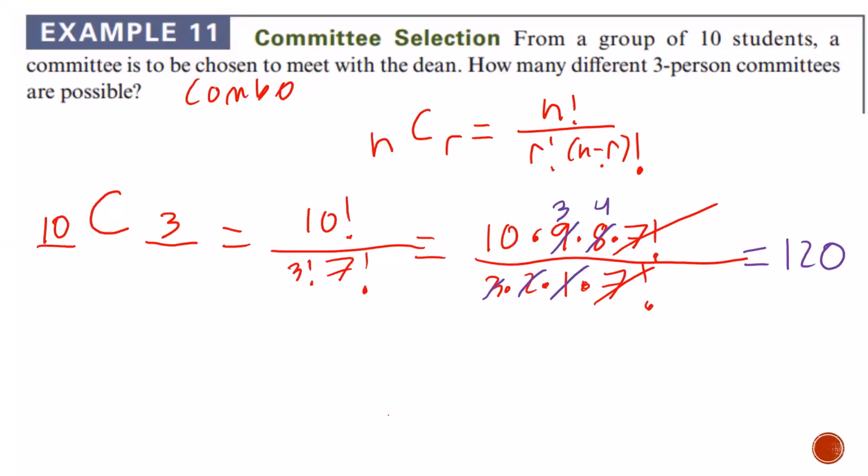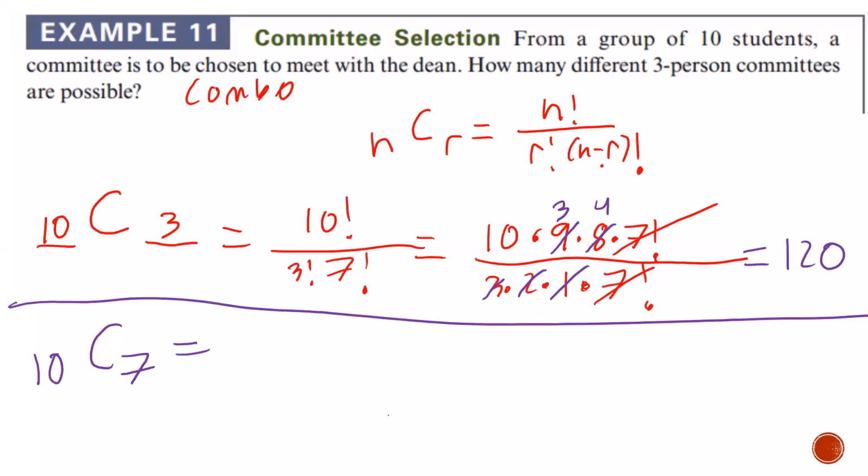Notice something interesting. This is a different problem, right? I got this: 10C7. 10C7 would start with what on the top? 10 factorial. And then there's an r factorial, and now the n minus r is... so isn't this going to give me the same answer?